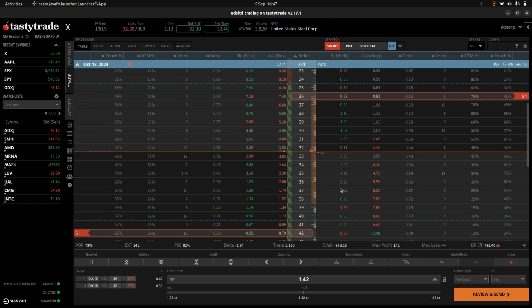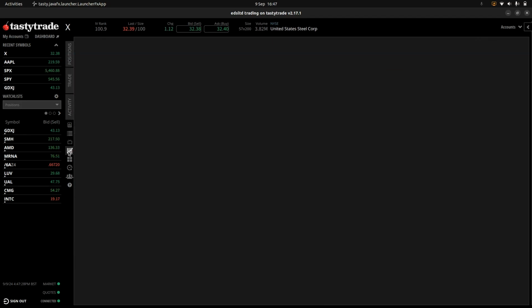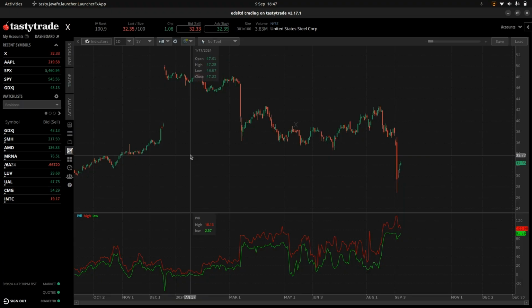So if you look at this position, we can collect $1.42 up front, which is $142 for your account in cash. It would require just under $500 in buying power. So even if you have a small account, you can get involved with something like this. This strangle does actually look quite nice, to be fair. Let's just take a look at the chart.